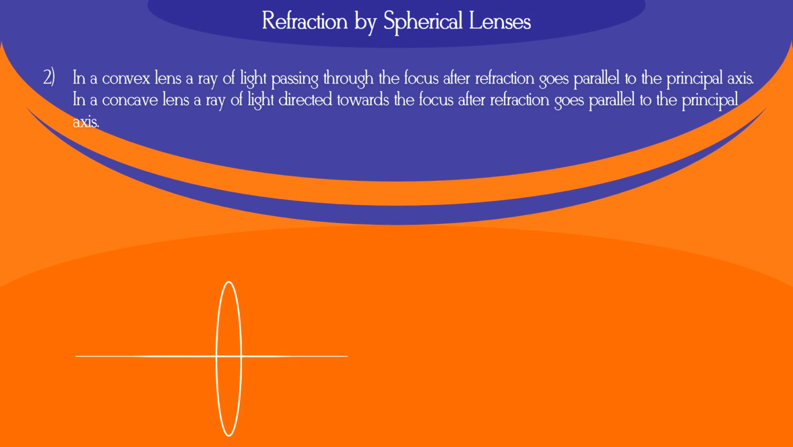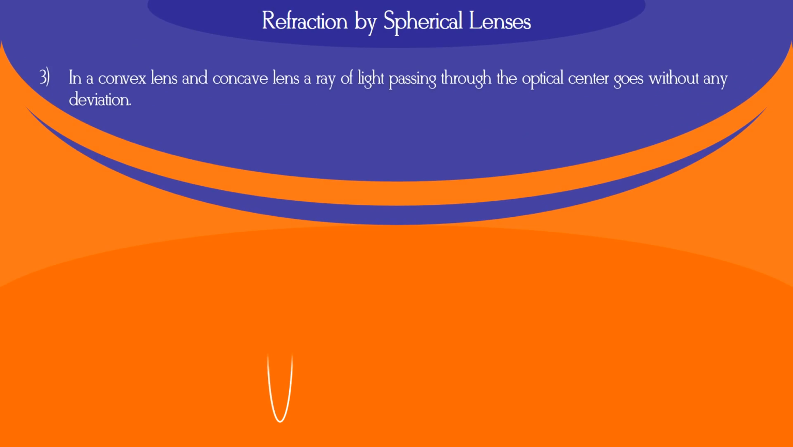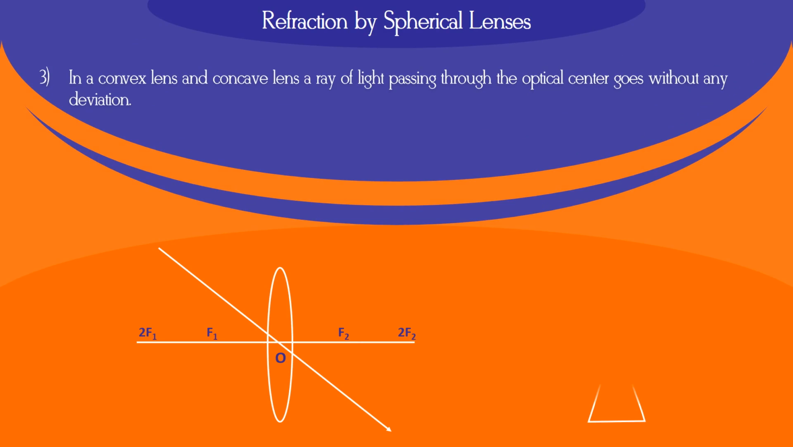Second rule, in a convex lens, a ray of light passing through the focus after refraction goes parallel to the principal axis, while in a concave lens, a ray of light directed towards the focus after refraction goes parallel to the principal axis. Next, the third and the last rule, in a convex lens and a concave lens, a ray of light passing through the optical center goes without any deviation.